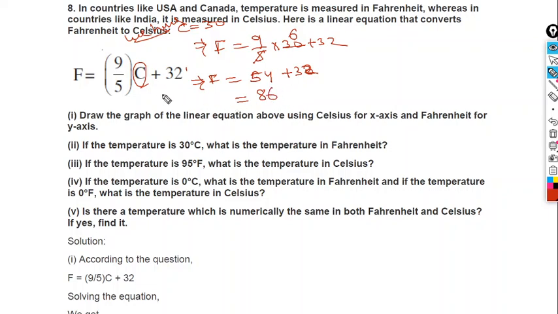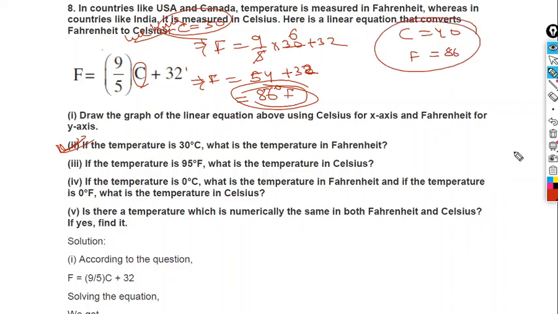Okay, so 30 degrees Celsius is equal to 86 degrees Fahrenheit. In this way, we can find the answer for part II. If C equal to 30, F equal to 86. Okay, remember it.